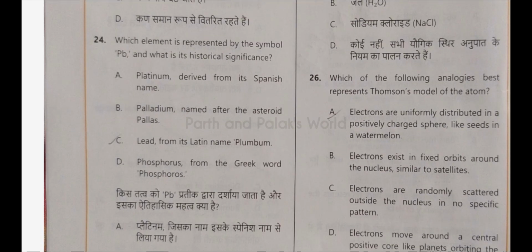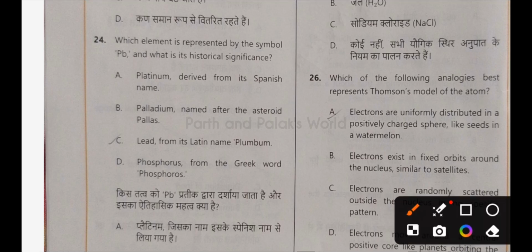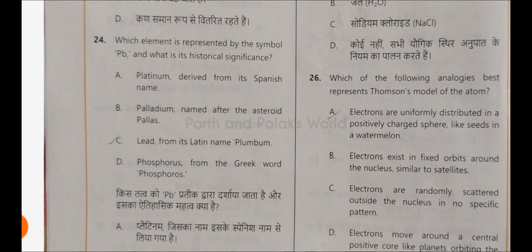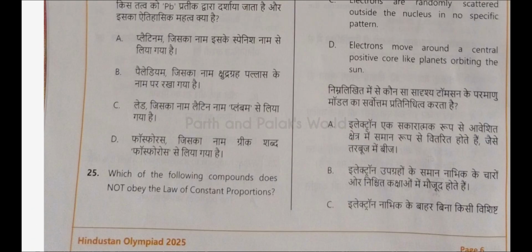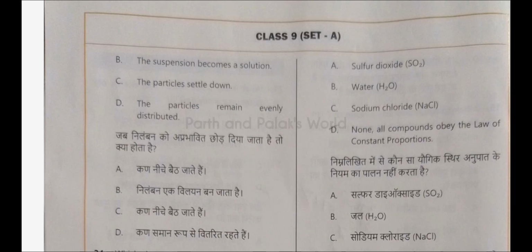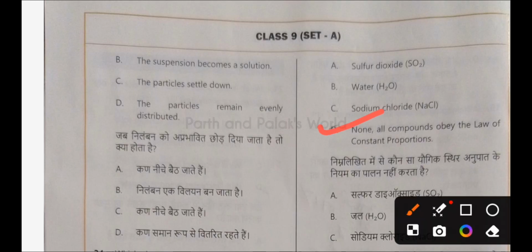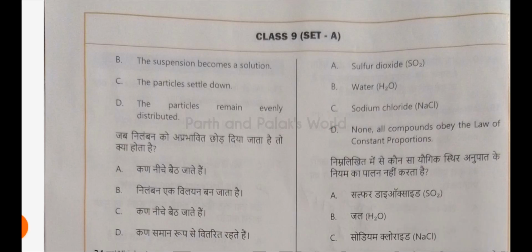Now talking about question number 24. Which element is represented by the symbol Pb and what is its historical significance? The answer would be option C. As we move on to question number 25. Which of the following compounds does not obey the law of constant proportion? The answer of this question would be none of these. Here all compounds obey the law of constant proportion.